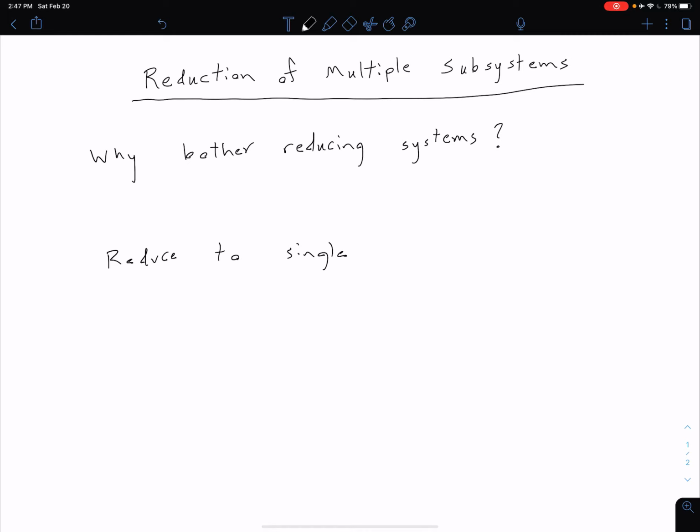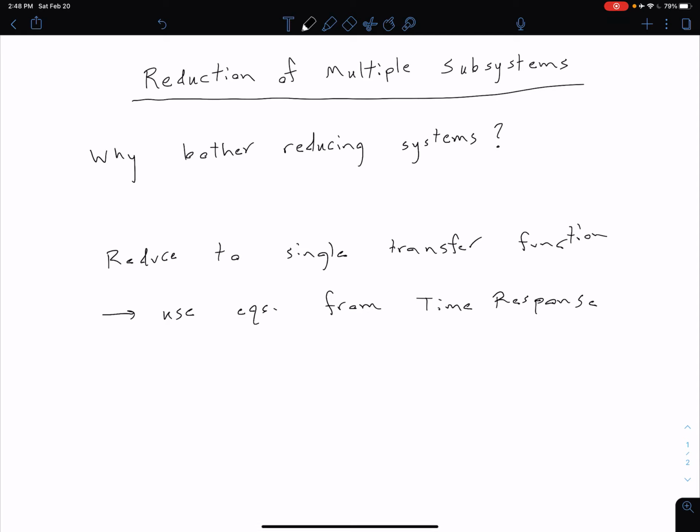So we want to reduce to some single transfer function, G of S, T of S, whatever we're going to call it. And the benefit of doing that is once we have this as a single transfer function, we can then use our equations from the previous unit, from our time response material. From that, we can determine the type of response. If the system happens to be underdamped, we can then go on to talk about the peak time, percent overshoot, all of those other characteristics that we talked about in the previous unit.